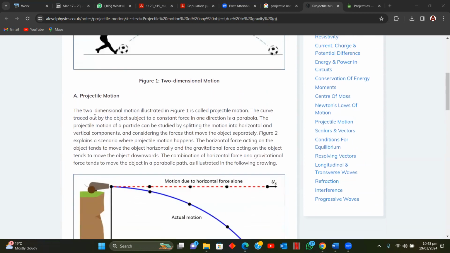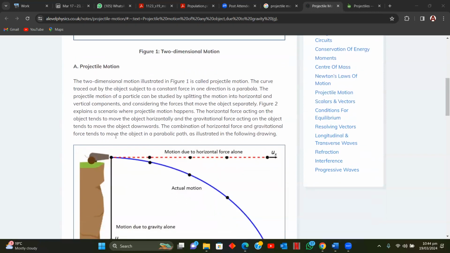Projectile motion, the two-dimensional motion illustrated, is called projectile. The curve traced out by the object subject to a constant force in one direction is a parabola. The projectile motion of a particle can be studied by splitting the motion into horizontal and vertical components. हमने ये बात की है सारी, and considering the forces that move the object separately. Figure 2 explains a scenario where projectile motion happens.